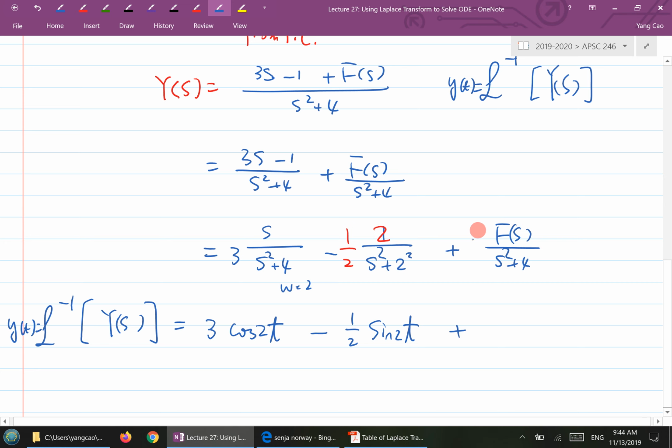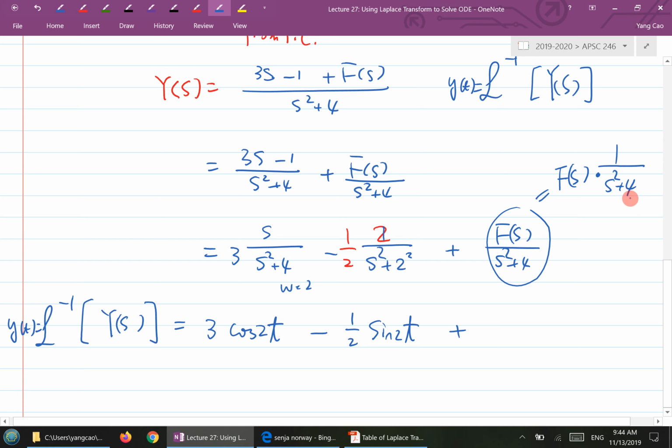If you look at this term here, it's F of s times 1 over s squared plus 4. So it's like there are two s functions multiplied with each other. We have one function, F of s, and another function, 1 over s squared plus 4.